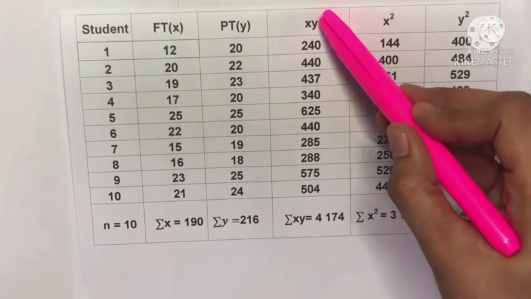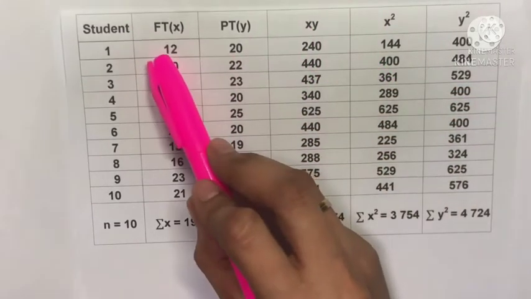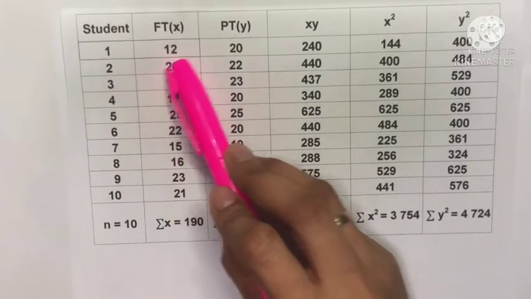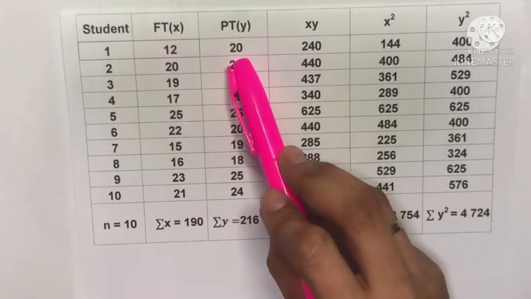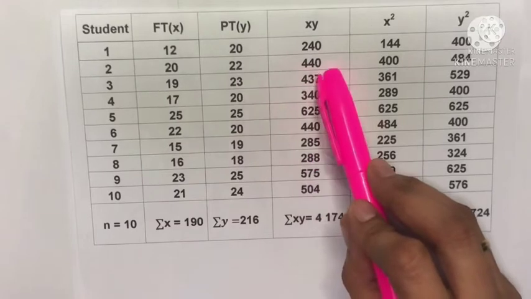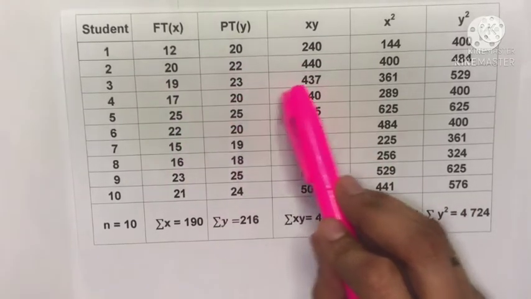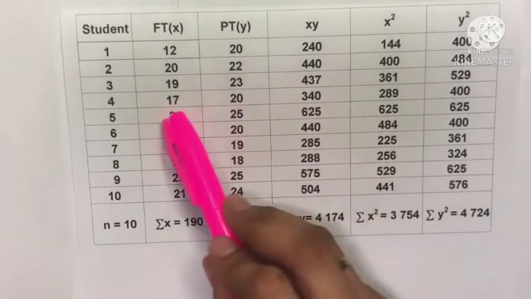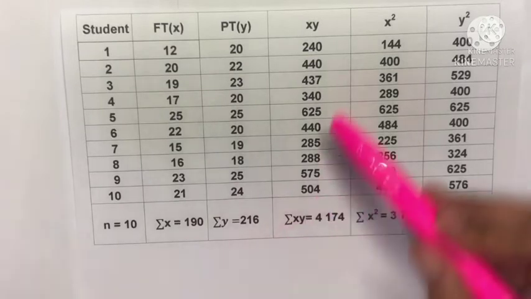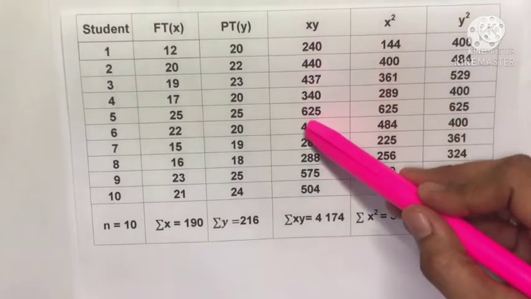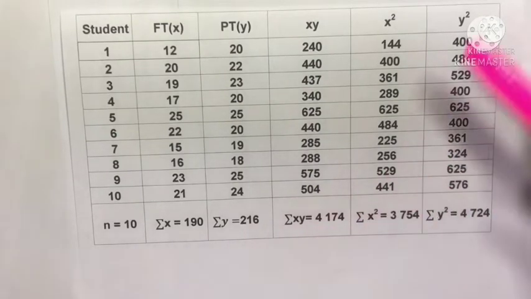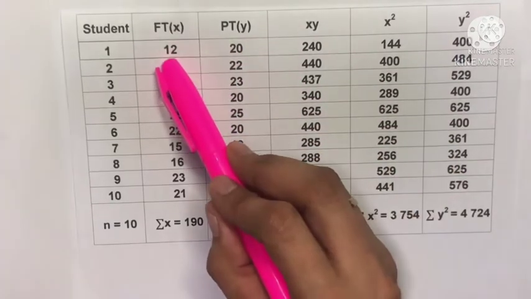So to get xy, all we need to do is to multiply the value of x and y. For student number 1, x is 12 and y is 20, so 12 times 20 is equal to 240. 20 times 22 is 440. 19 times 23 is 437, and so on. To get the summation of xy, same method, you have to get the total of this. So the result is 4,174.